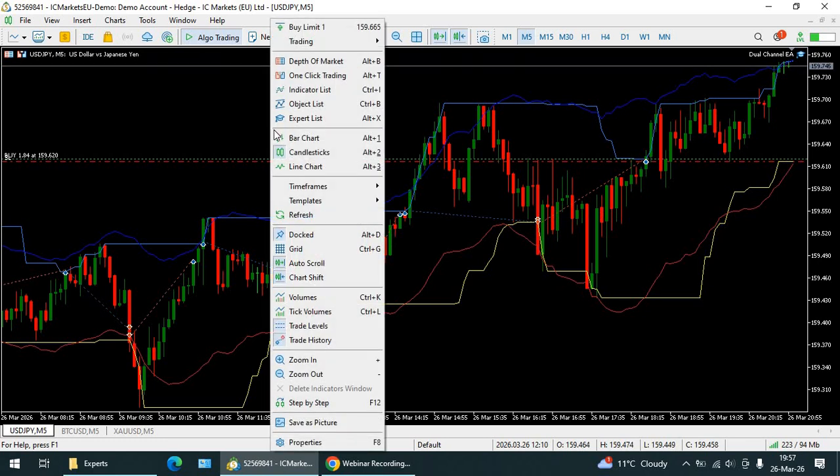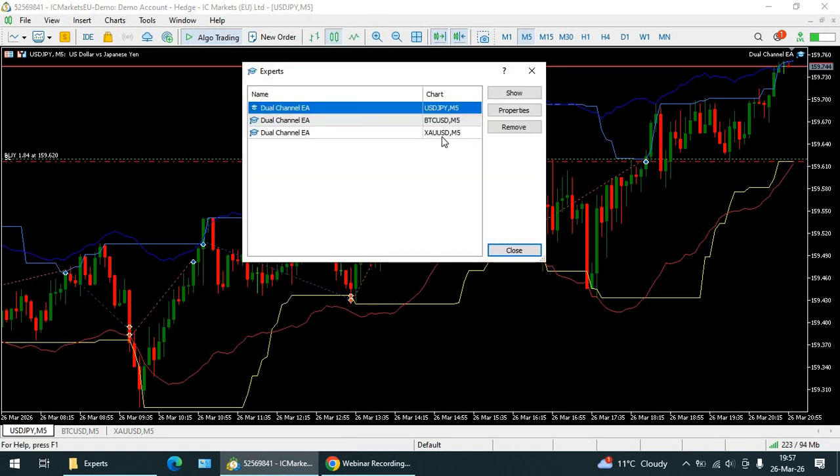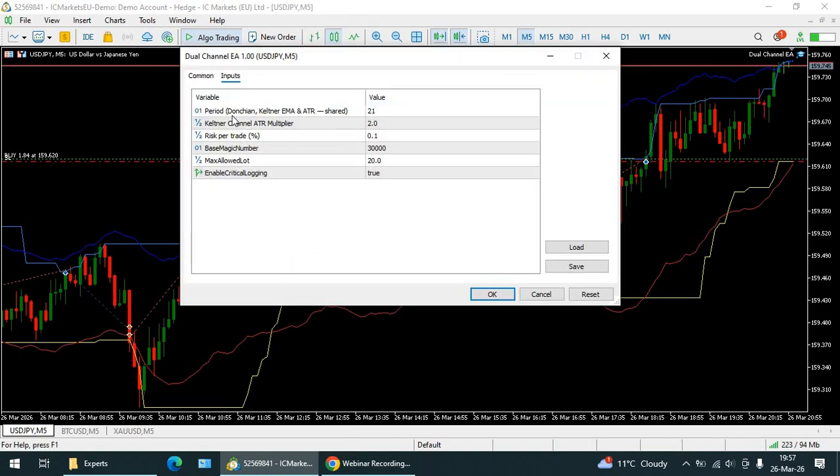And let's see the expert advisor menu. You can see it uses the same period for the Donchian channels, Keltner channels, and ATR calculations, and by default it is 21. The Keltner channel will use an ATR multiplier of 2 to calculate the bands. Risk per trade is by default 1%. Each trade has its own magic number.